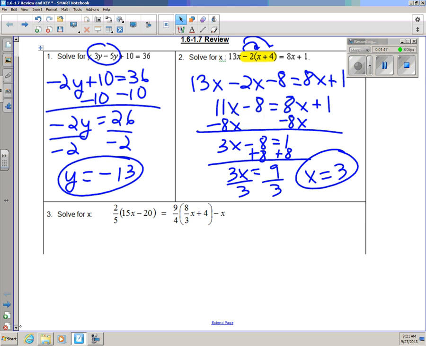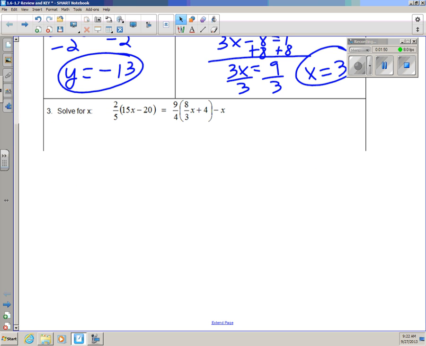This one, a little bit challenging for sure. What's happening on this one is I happen to notice that it might be easier to distribute in those fractions. Maybe not so fun, but not terrible. So we're going to distribute in the fractions.